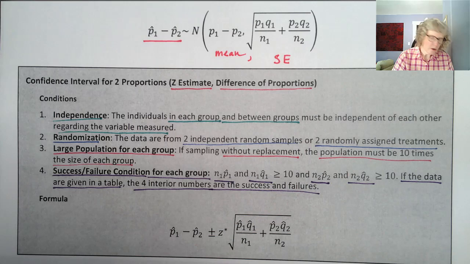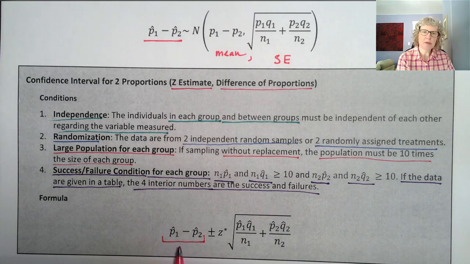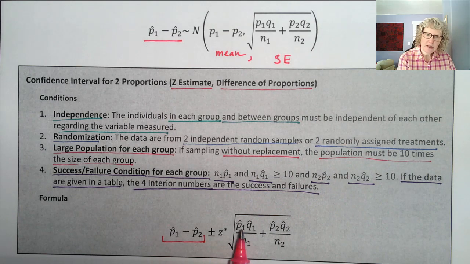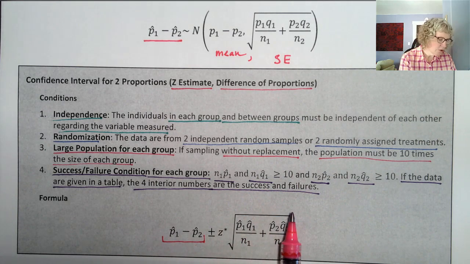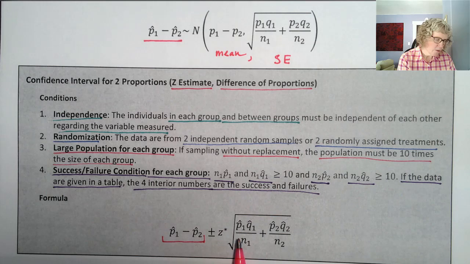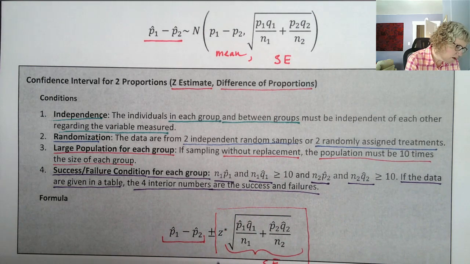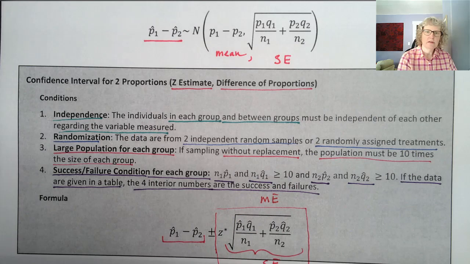So now here's our formula. Just like you saw with the model, we take our point estimate, so p hat 1 minus p hat 2, plus or minus the critical z value, z star, times the standard error. And the standard error is our square root of p hat 1 q hat 1 over n1 plus p hat 2 q hat 2 over n2. Okay, so remember this square root is our standard error, and the whole thing with the z star in it as well is the margin of error.